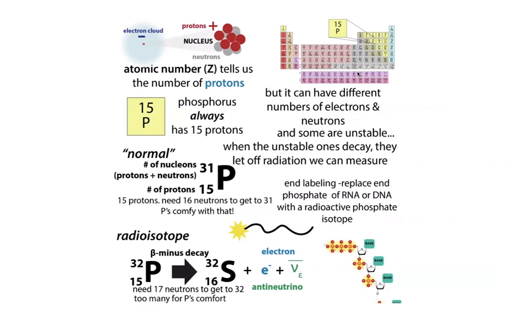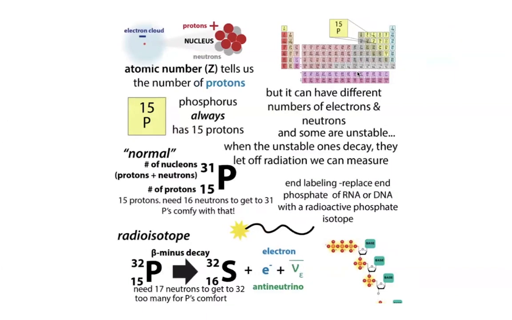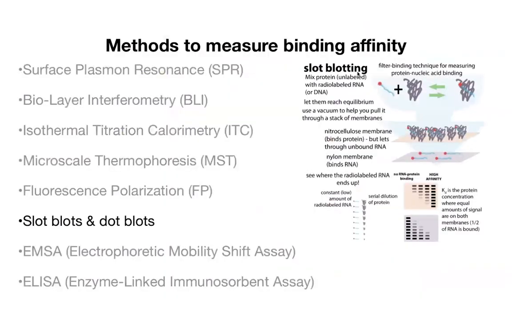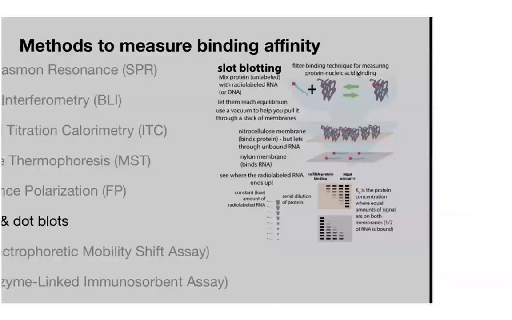And this is what I did a lot in grad school, was radiolabeling RNA so that I could track it. More specifically, I wanted to track its binding to a protein I was studying, and I did so using a method called slot blotting. It's a filter binding technique. I have this kind of sandwich of filter membranes. On the top, I have a nitrocellulose membrane that'll bind protein, but it's going to let through unbound RNA. And underneath that is a nylon membrane that will bind to the RNA.